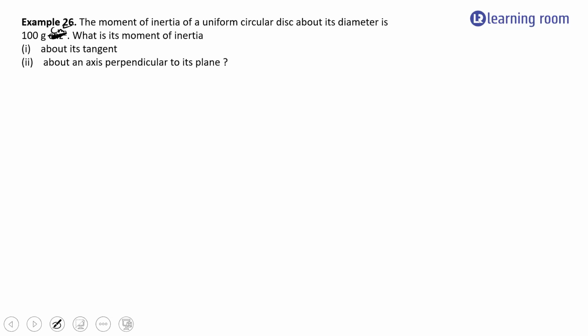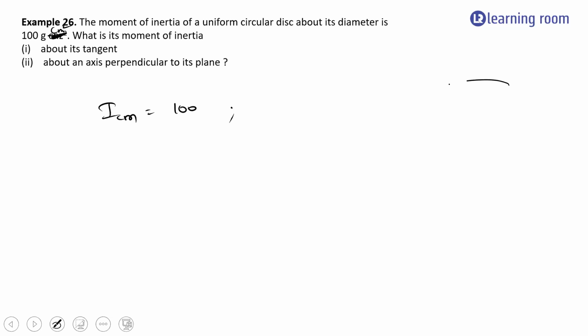Parallel axis, because you know the moment of inertia through the center of mass. Wherever the center of mass comes in, use the parallel axis theorem. So what is the moment of inertia about the center of mass? 100, that is given. But what is not given here? You don't know the mass, you don't know the value of R. Now we need to start thinking.